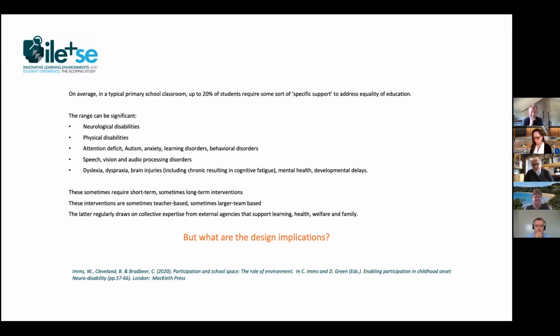The issue is how we can design spaces, design furniture, and obviously curriculum, processes and policies to somehow have a situation where all kids have an equal chance of participating fully in the space. Some of this is fairly frightening: up to 20% of students need some sort of specific support, and that is across the neurological and physical disabilities sector.